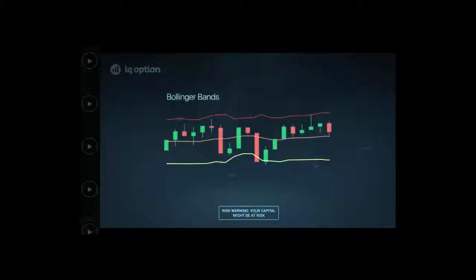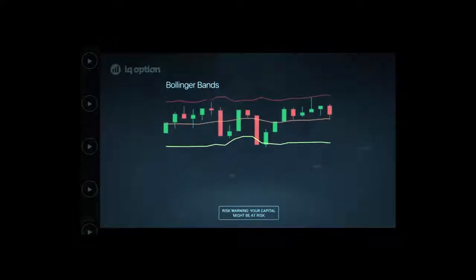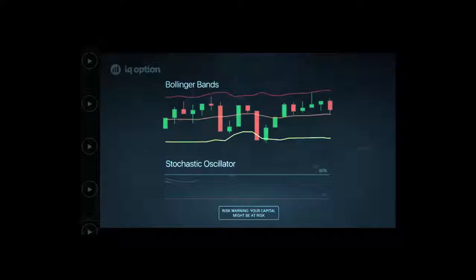The Bollinger Bands indicator is best used in combination with other indicators, as by the time a strong trend takes place, this indicator alone becomes ineffective.